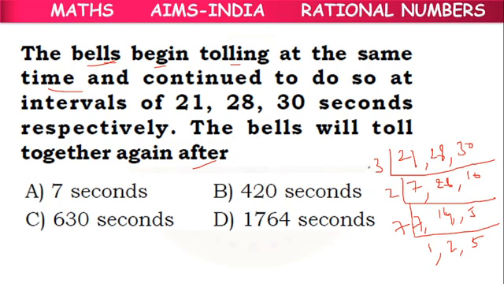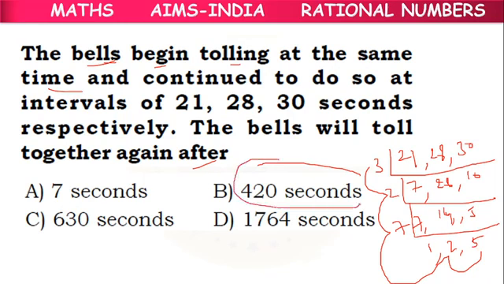Now let's multiply all. 3 twos are 6. 6 sevens are 42. 42 twos are 84. 84 fives are, sorry, 420. 420 seconds. Means they will ring together at 420 seconds.